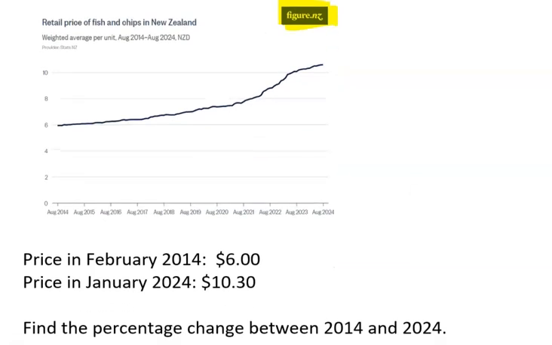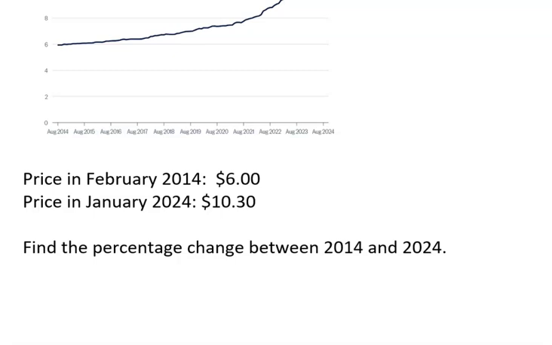So this is a graph showing the price of fish and chips in New Zealand, and I've just taken a couple of prices from that time series, from that data, and the first price that I've got is that in February 2014, so 10 years ago, a scoop, well, I think it's a scoop of chips and one piece of fish. I'm not completely sure. Anyway, the price of fish and chips was given as $6. And now in January 2024, the price of fish and chips has gone up to $10.30.